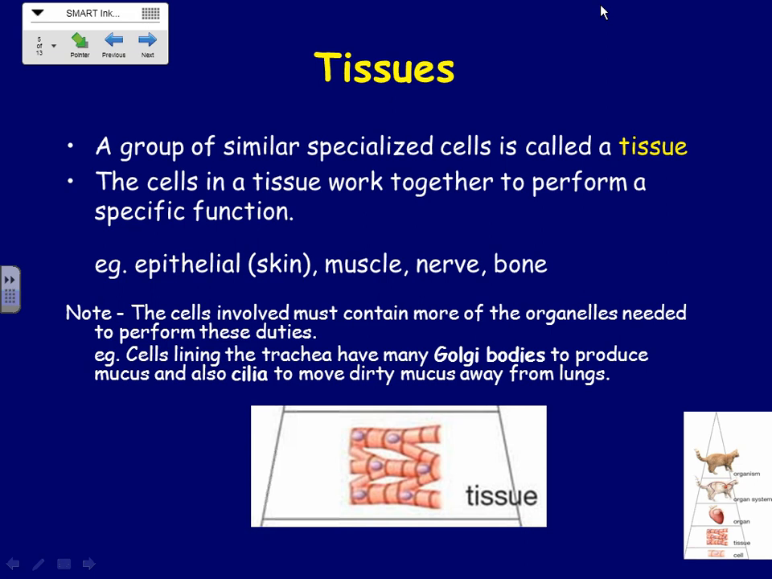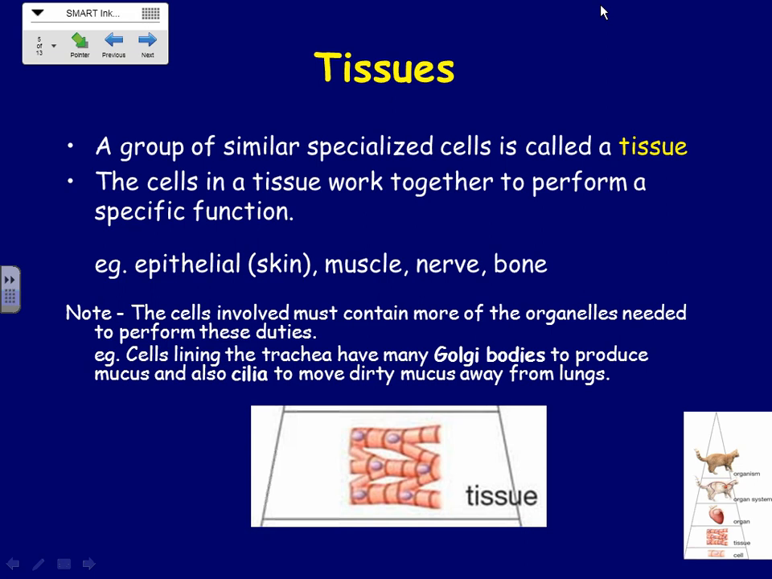So tissues are a group of similar specialized cells. It's called tissue. The cells in a tissue work together to perform a specific function. So epithelial or skin cells protect the surface of our body. They maintain the structure of it. They keep certain elements out.